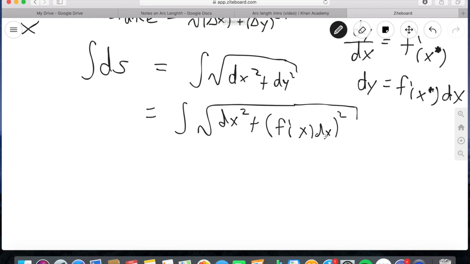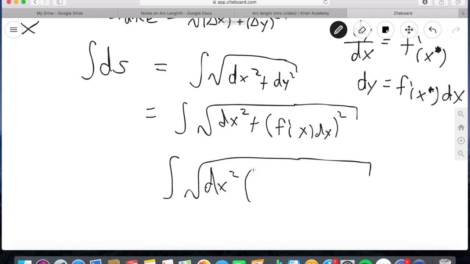Now you can see that we have dx squared in both of these terms, so we can pull that out. After pulling that out, we will have dx squared times 1 plus the derivative squared.